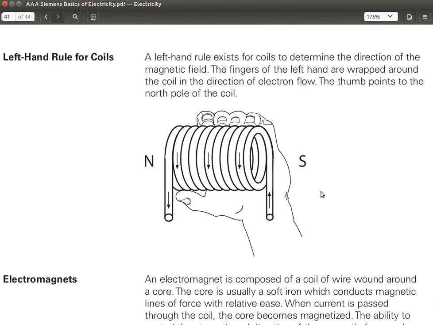Left-hand rule for coils. A left-hand rule exists for coils to determine the direction of the magnetic field. The fingers of the left hand are wrapped around the coil in the direction of the electron flow. As you see here, the thumb points in the direction of the north pole. So you have the north at one end and the south at the other end.